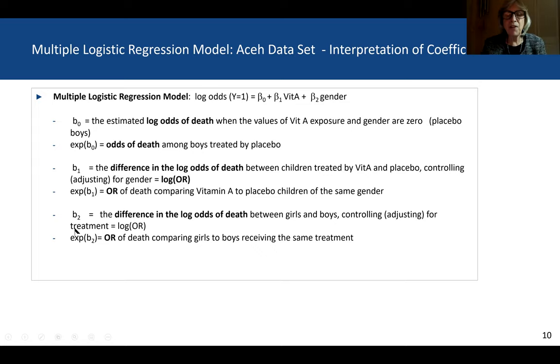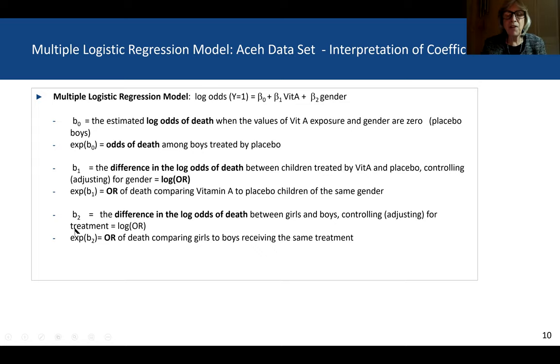And for the purposes of completeness, we can answer the question, what is B naught? It would be the estimated log odds of death among those treated by placebo. In other words, vitamin A would equal 0. This cancels out. And B naught by itself is the log odds of death among those treated by placebo. And that value here is 0.23.